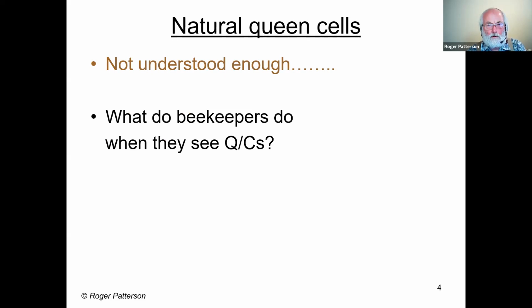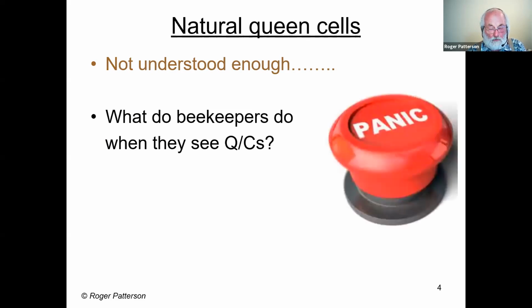If I was in a normal audience, there'd be a few people saying panic. Well, that's very often what happens. And that is a major issue if they're inspecting the colony and they go, say, a frame or two frames in, come to queen cells, immediately they cut them out. I'm suggesting to you very strongly, don't cut them out.